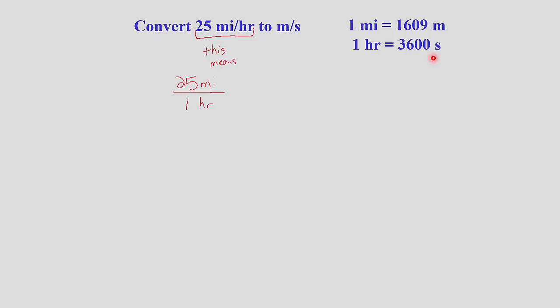So first I'm going to go from miles to meters. And so I'm going to use this first conversion factor, and I'm going to have my 1,609 meters in the numerator and my 1 mile in the denominator. And I do that because these miles in the numerator here are divided out by these miles in the denominator here. So just with that conversion factor, if I did that multiplication, I would have meters per hour. But I don't want meters per hour, I want meters per second.